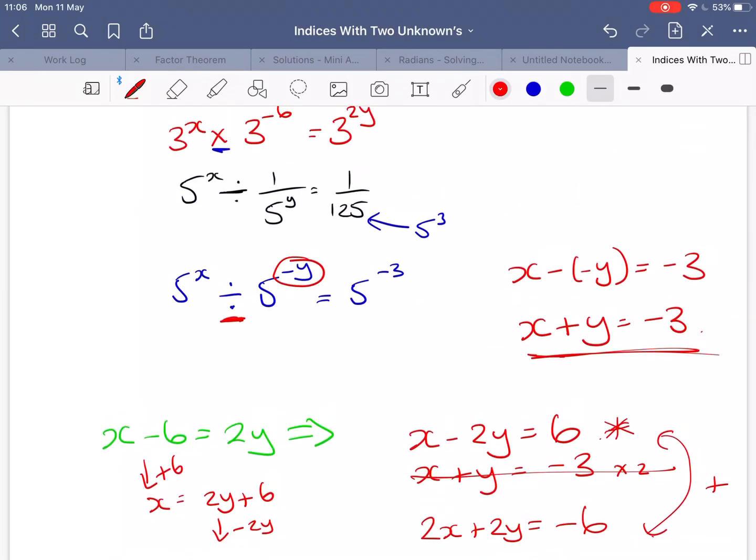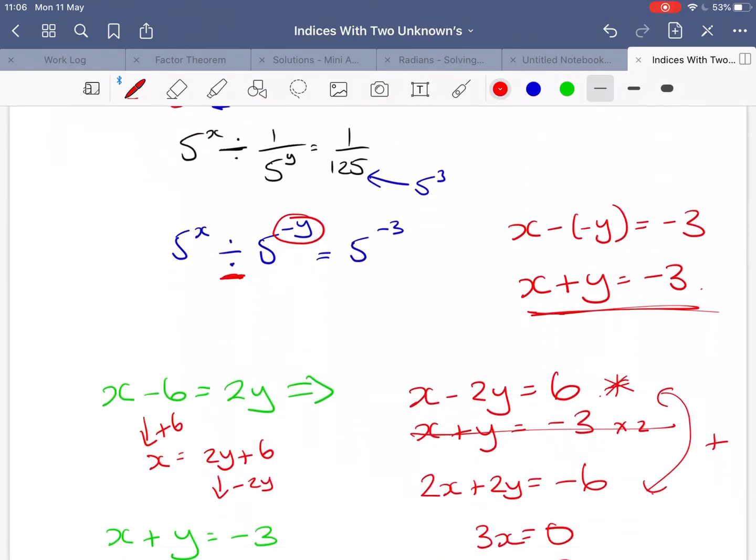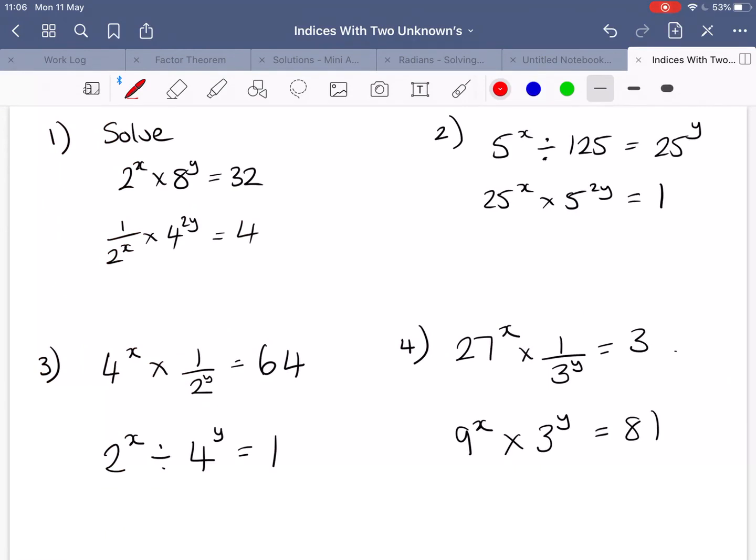All right, so let's have a look now at 4 for you to have a go at. Again, press pause. When you finish, press play and I'll show you the solutions.